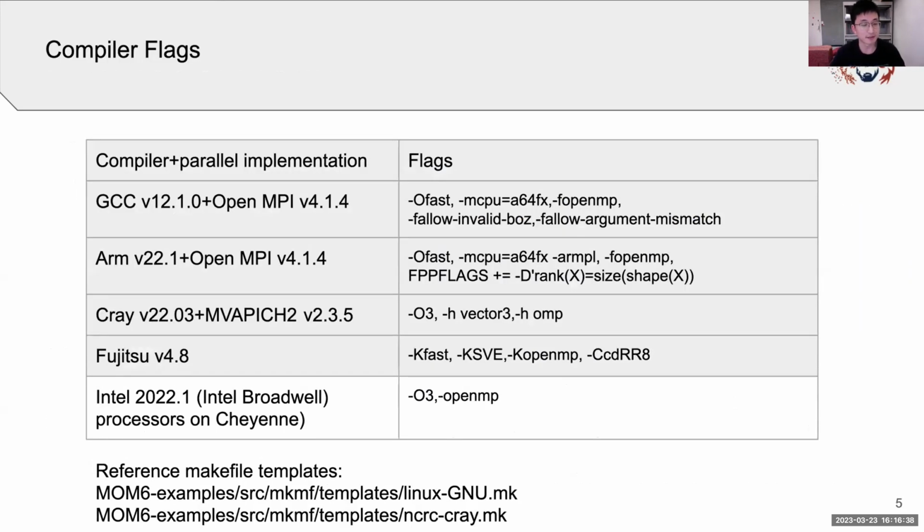For the compilers, we successfully compiled MOM6 using all the available compilers on Ookami, and we also tried compiling on another machine located in the Wyoming computational center run by NCAR. It's Cheyenne. They use Intel compilers and Intel processors, and we take it as a reference for the running time.